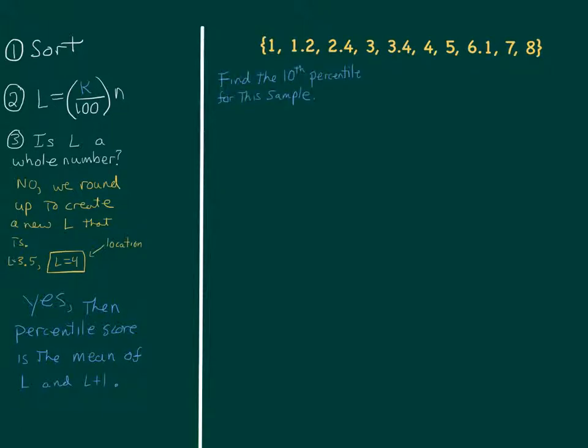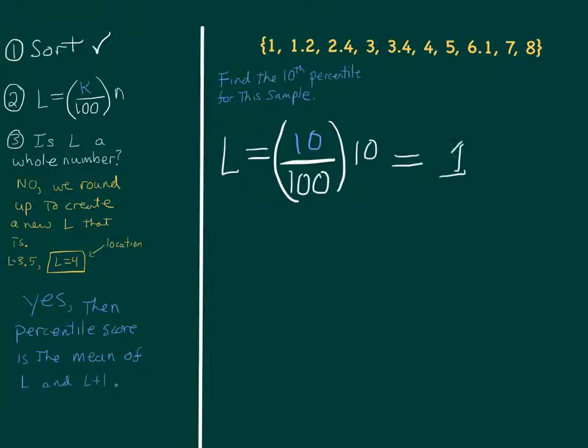Suppose we want to find the 10th percentile for this sample. We'd start by sorting the sample, which we've already done. Our next step would be to compute an L value. Since we're doing the 10th percentile, we'd take 10 divided by 100, and we'd multiply this by 10, which is the number of elements in our sample, and we end up with 1. So our computed L value is a whole number. L equaling 1 is a whole number.